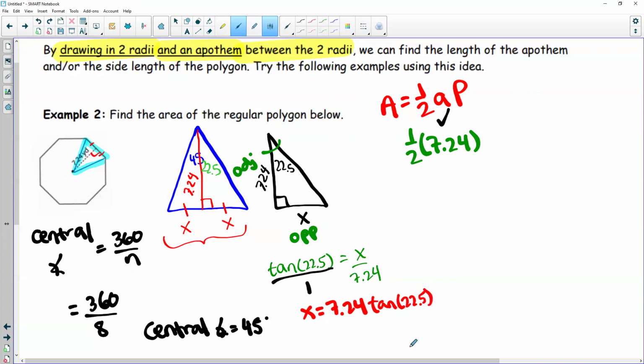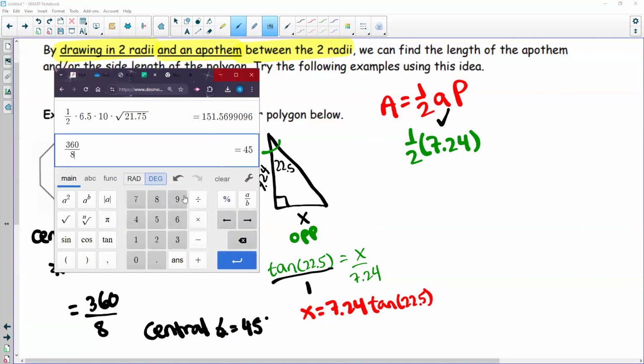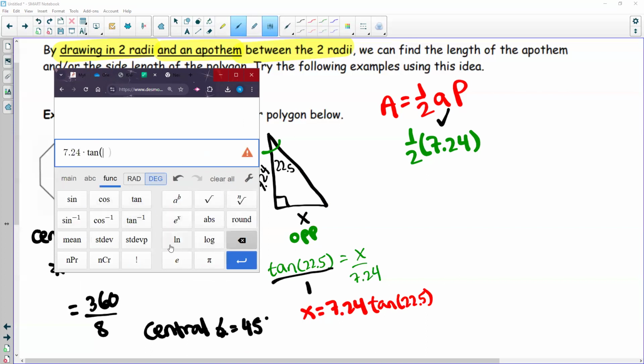I know earlier I left the answer as exact, but in this case we're just going to put this as a decimal to make it look a little cleaner. So we're going to type this into our calculator. We're trying to see what 7.24 times tangent of 22.5 gives us. So, tangent of 22.5.